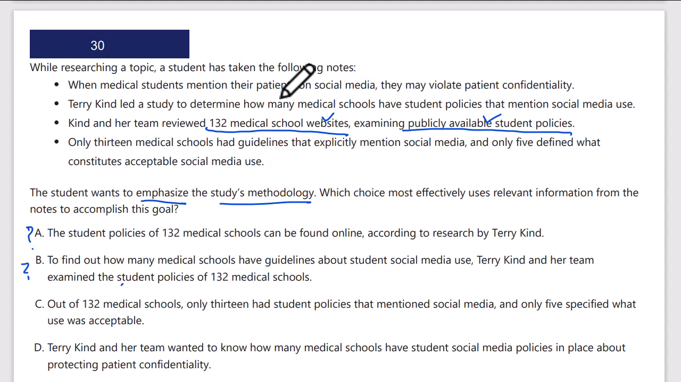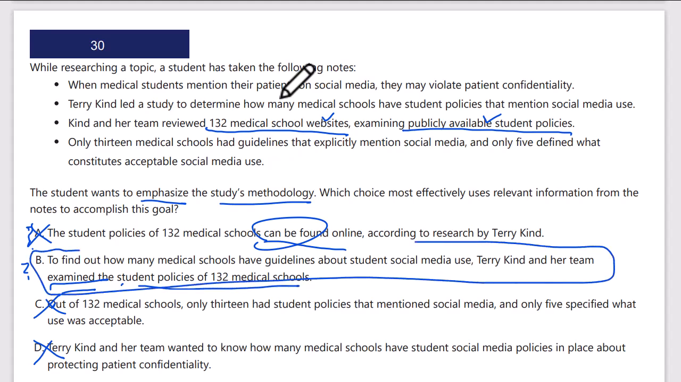Out of 132 medical schools, only 13 had student policies that mentioned, no, those are results. That's not method. Terry Kind and her team wanted to know how many medical schools have guidelines. This is the purpose of the study, not the method. I think the best method, student policy, 132 medical schools, can be found online. That says nothing. It's just that it can be found is not necessarily a method. A is not it. To find out how many have guidelines, the team examined, so this is a method of a study. They actually examined the policies of 132 medical schools. That's correct. B is the right answer.